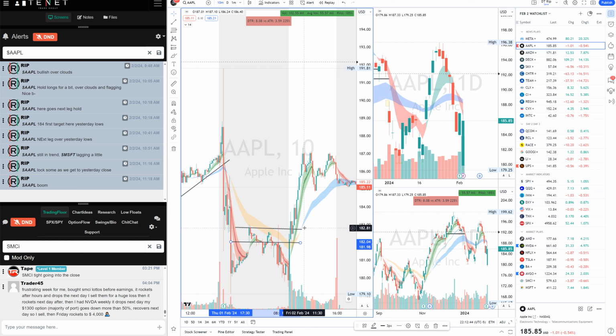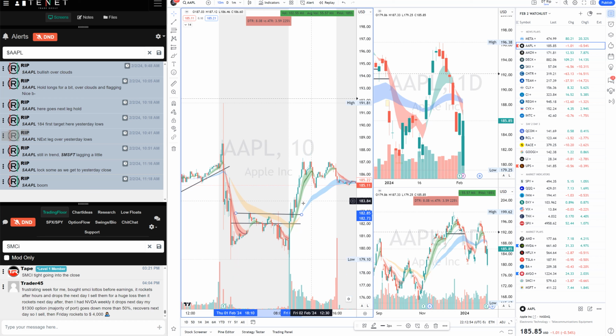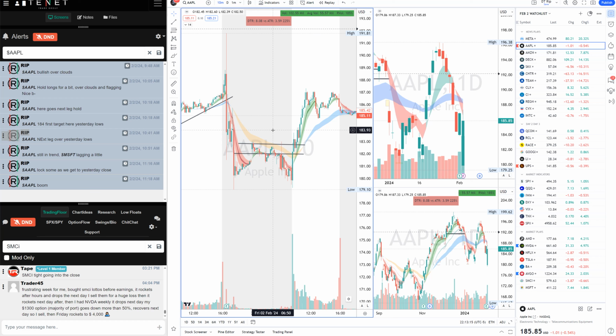What was my pivot? 183. I gave you that pivot. And after that, it was all day guidance, 184 first target, and it pushed to 187. If you added at 183, you risked $1.50. You made $4. Look at the range on Apple today. It was such a big range. Apple never trades that much. It traded 225% of its ATR, and it had relative volume of 185%. So Apple, guys, was just an amazing trade today.